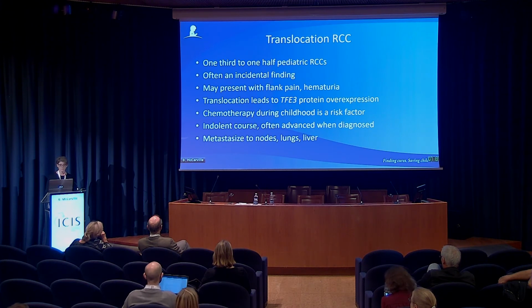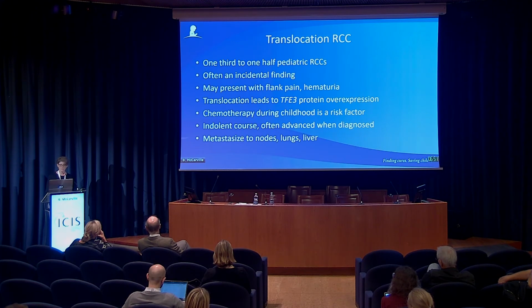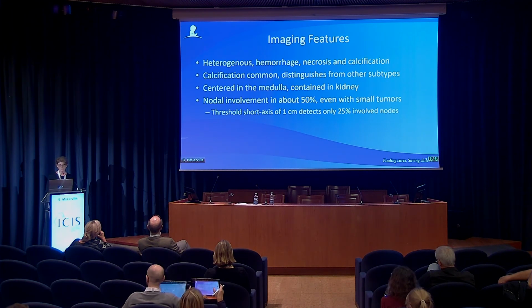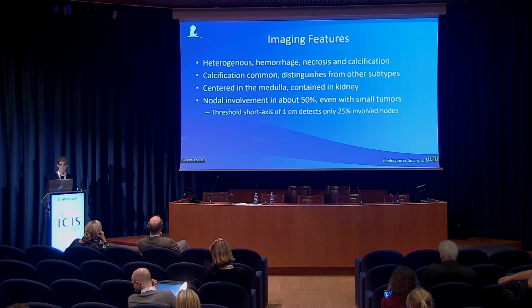It's due to a translocation that leads to a TFE3 protein overexpression, so it's often referred to as a TFE3 translocation renal cell carcinoma. And importantly, chemotherapy during childhood is a risk factor for developing these tumors. They often have an indolent course and can be very advanced when they're first diagnosed. They metastasize to lymph nodes, lung, and liver. On imaging, they can appear as heterogeneous hemorrhagic or necrotic masses, but they often contain calcification. And the presence of calcification in these masses can help differentiate them from the other types of renal cell carcinoma, which do not contain calcification.